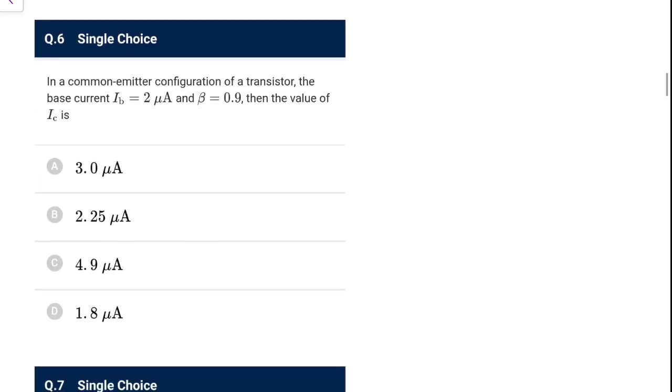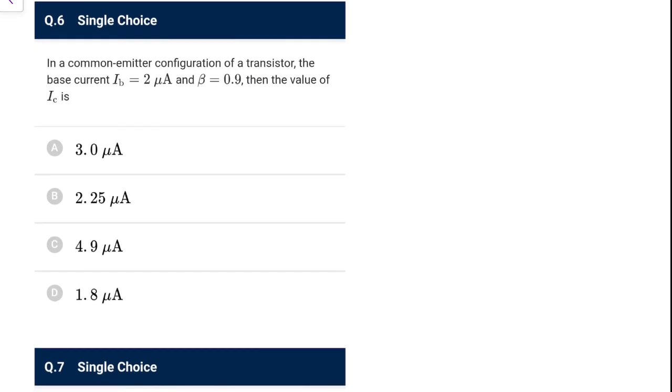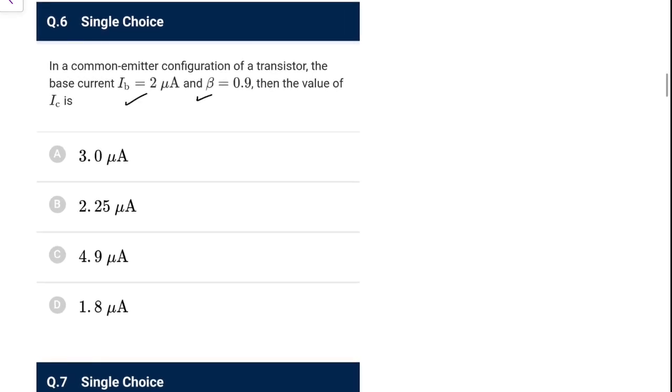Next one. In a common emitter configuration of a transistor, base current is given, beta is given, then the value of IC is. So what I feel, in a common emitter configuration, usually this should not be the beta. Beta is typically not 0.9. I don't want to agree with it, but the options here are all in microamperes. Usually we have IB in microamperes and IC in milliamperes. So here they have just made a question, so do it like that. Usually in such cases, it's better to write it as IC by IE, but here the values are all of the same order, so there is no point in going for a higher value.